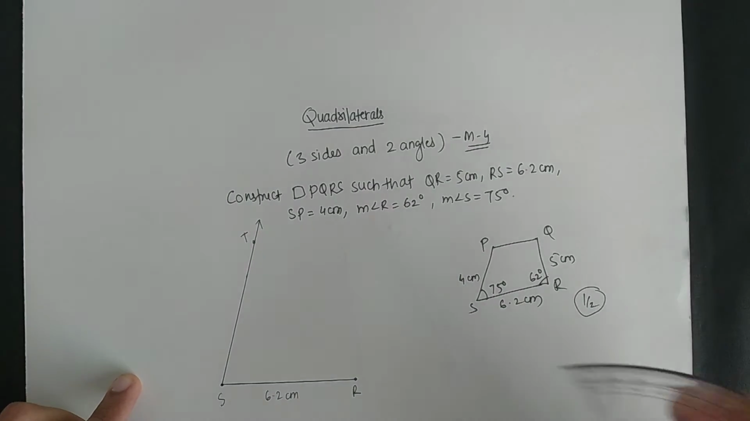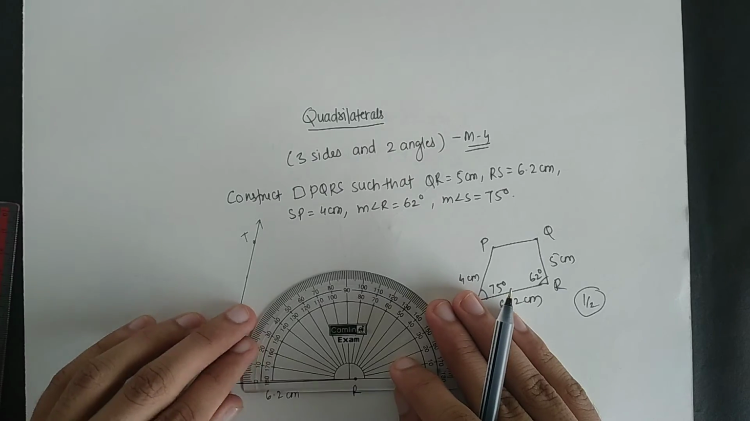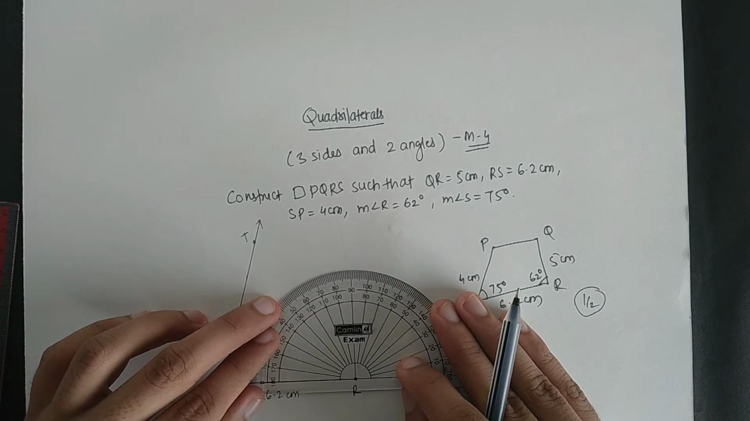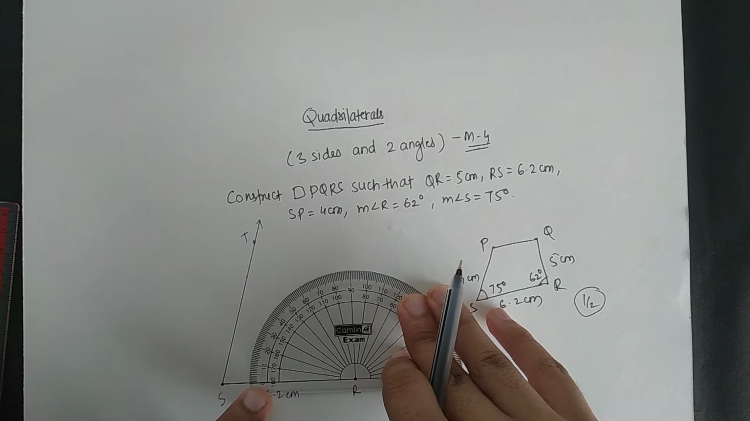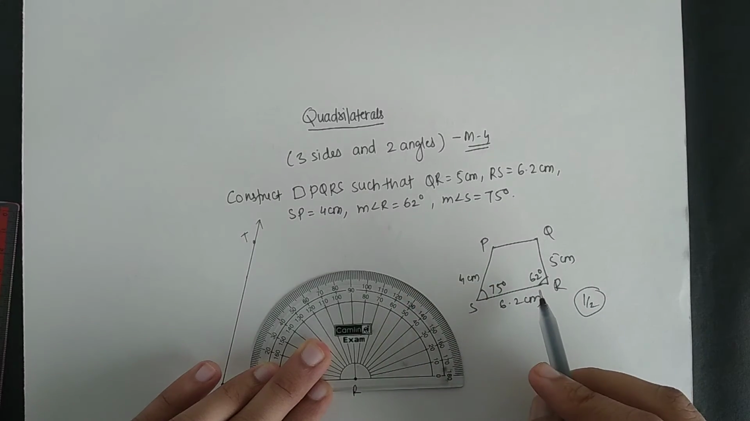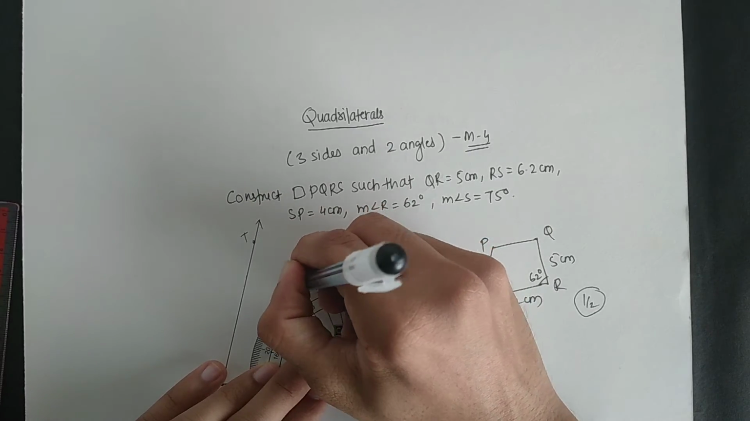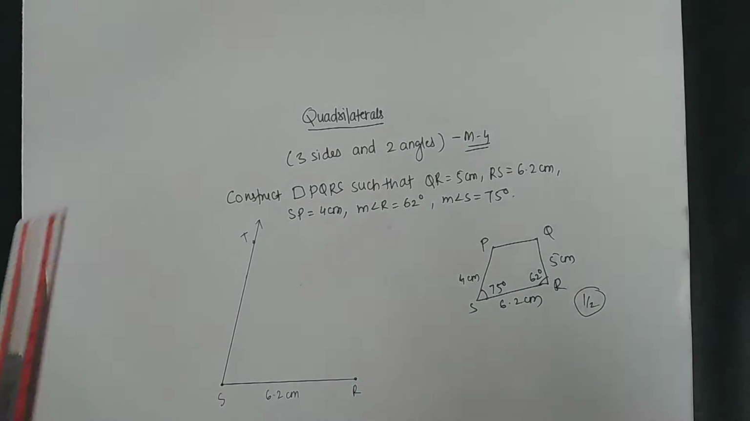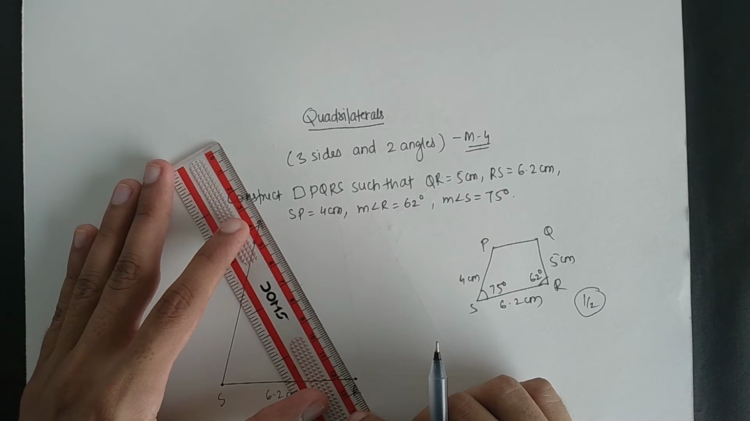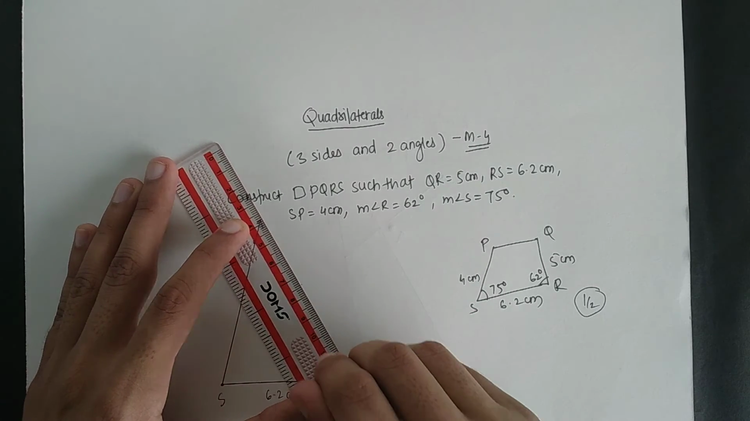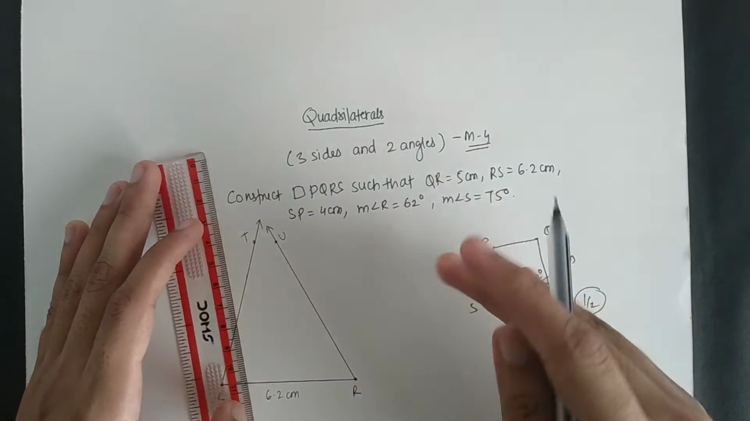Now let us draw the other angle, which is angle R, and it is 62 degrees. So I will place the protractor on point R and properly align it to the line SR, and then we will draw the angle R which is 62 degree. And again I am going to draw a ray from point R, and I will name this ray as RU.